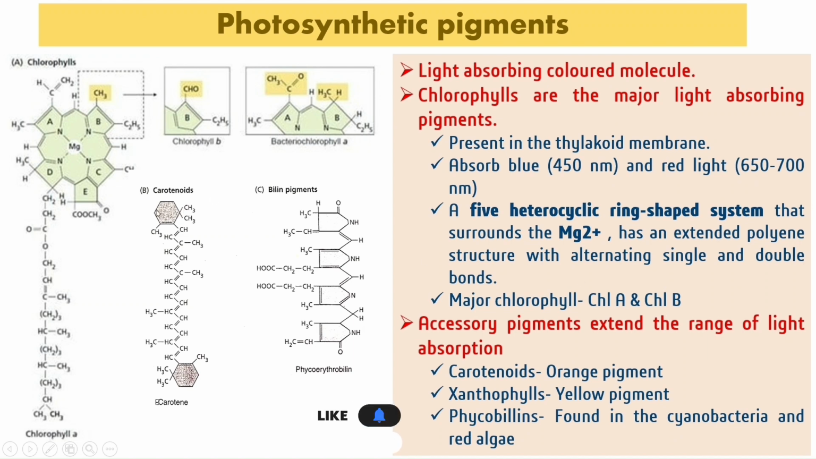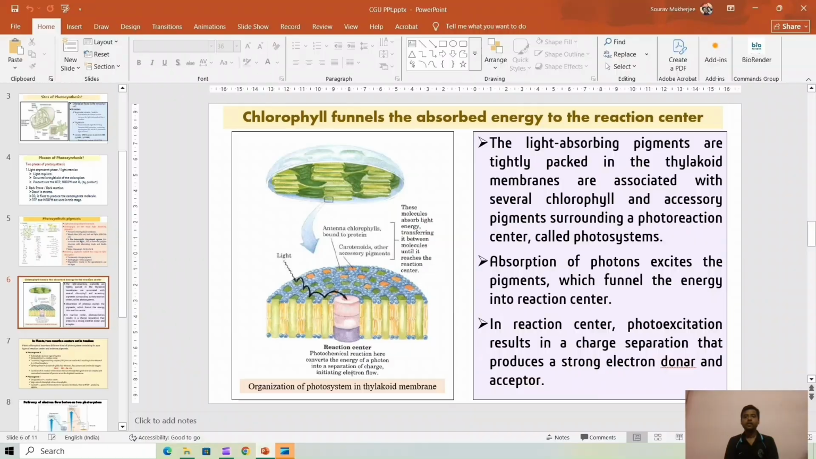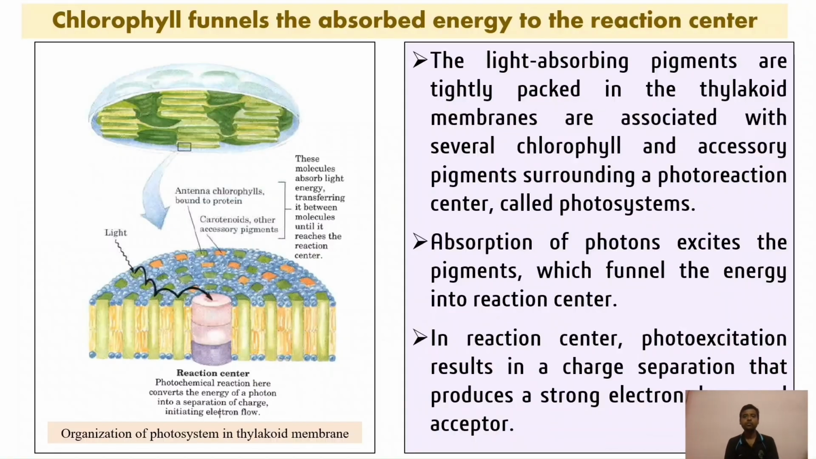The other pigments, which are also called accessory pigments, extend the range of light absorption. For example, carotene, xanthophyll and phycobilins are examples of accessory pigments. This chlorophyll funnels the absorbed energy to the reaction center. Basically, the chlorophyll attached in the thylakoid membrane is associated with accessory pigments. Absorption of photons excites these accessory pigments, which funnel the energy into the reaction center. Photoexcitation of this reaction center results in a charge separation that produces a strong electron donor and acceptor.